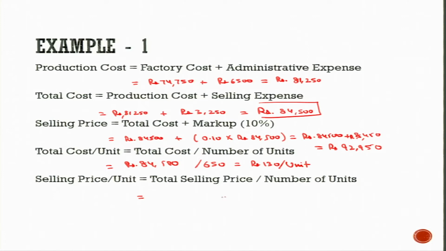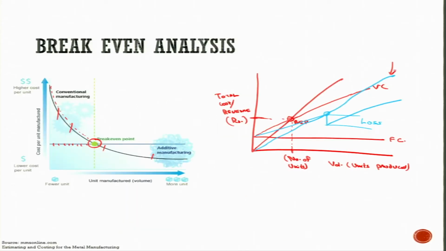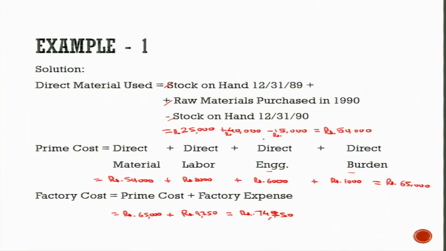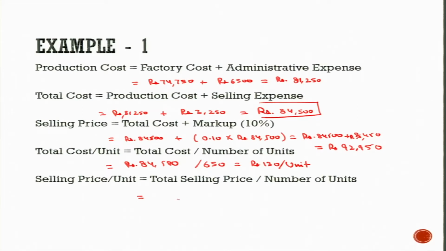Similarly, selling price per unit. Selling price per unit is very important because in the break even chart that you saw just here, these two lines are selling price per unit. This is the revenue line, and this is for the variable cost, I would say not curve but line. So, selling price per unit is plotted here starting from the origin. Selling price per unit here would be the selling price, which is 92,950 divided by the number of units, that is 650, which is equal to rupees 143 per unit.